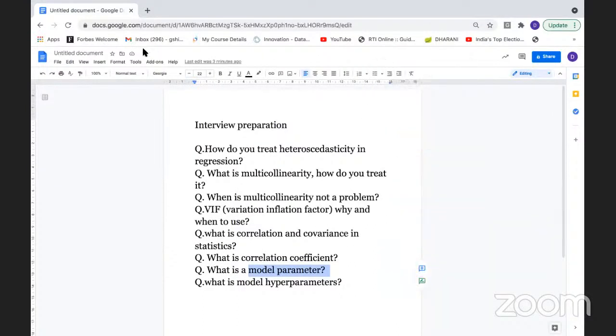So when we are talking about model hyperparameters, the most important technique that we mostly use is cross validation. What is cross validation?